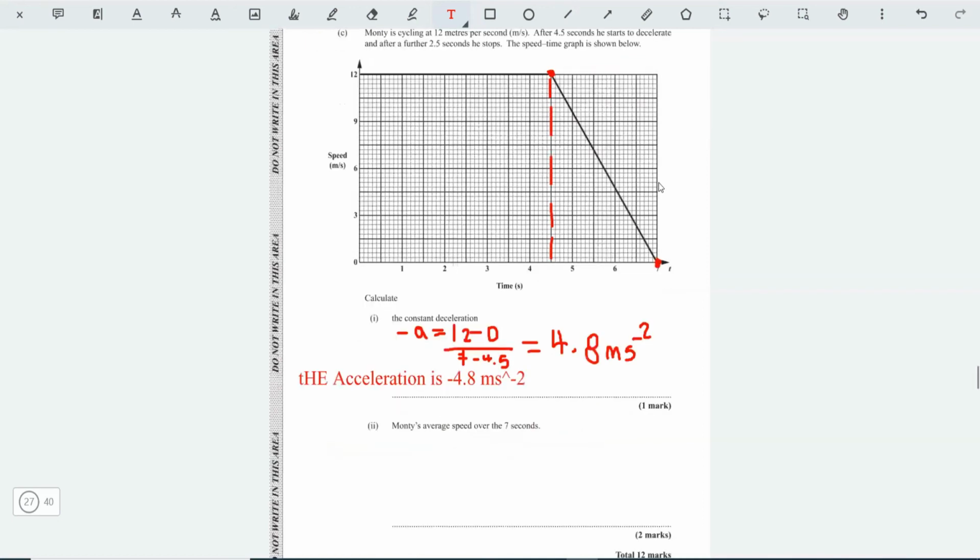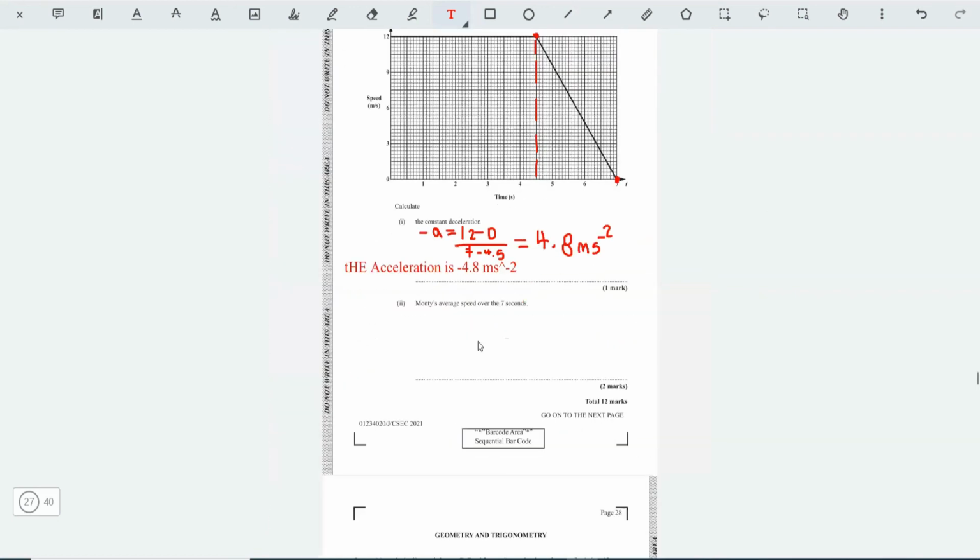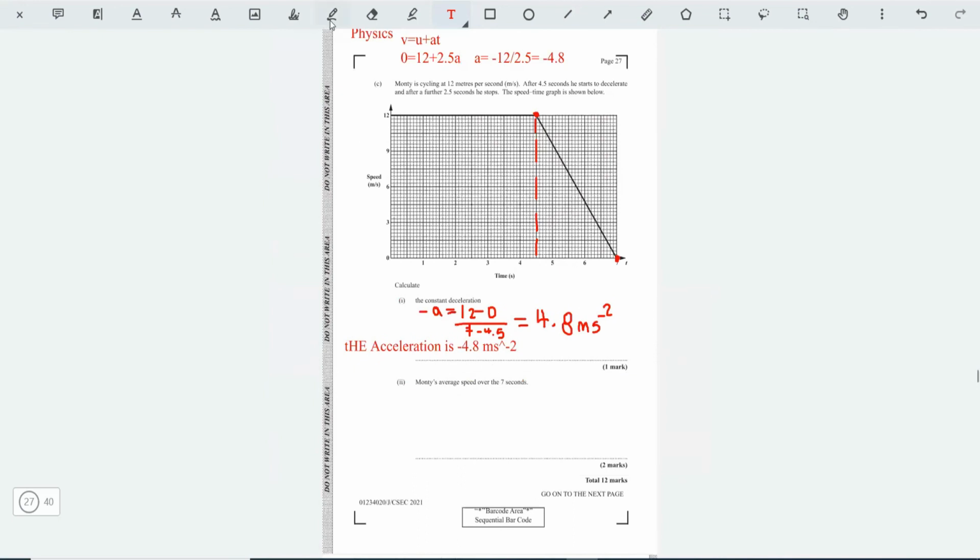Now this says find Monty's average speed over 7 seconds. Remember, to find average speed, it's total distance divided by total time. So first we need to find the total distance. To find total distance, we need to find the area of this trapezium. I'm calling the total distance ST. So the total distance is equal to the area of this trapezium.